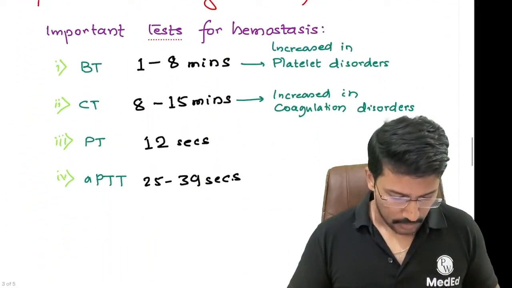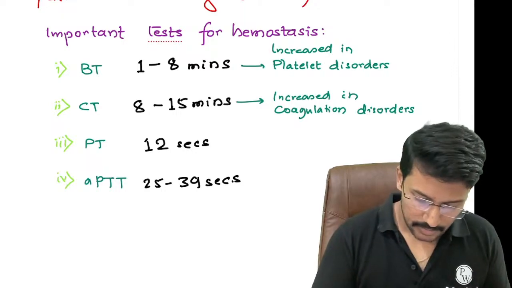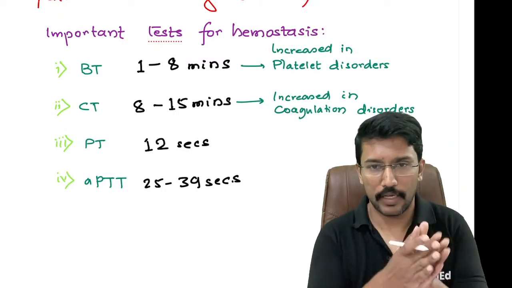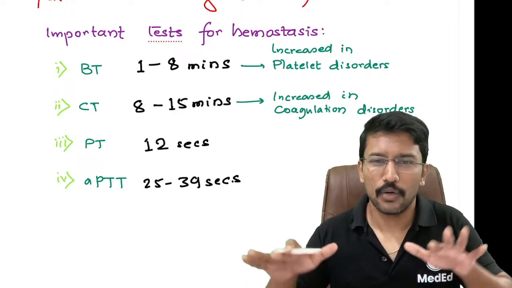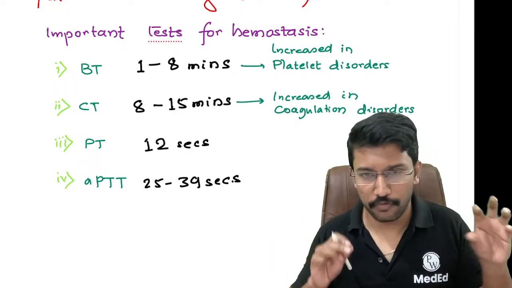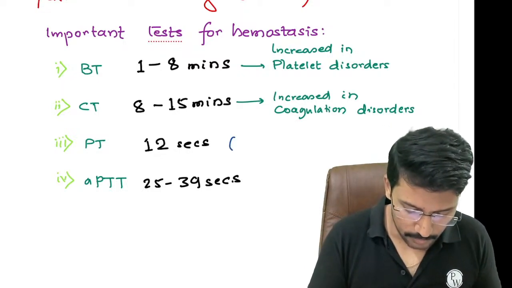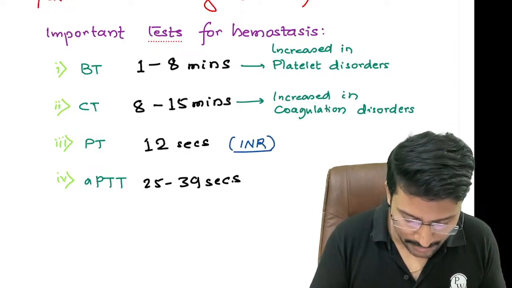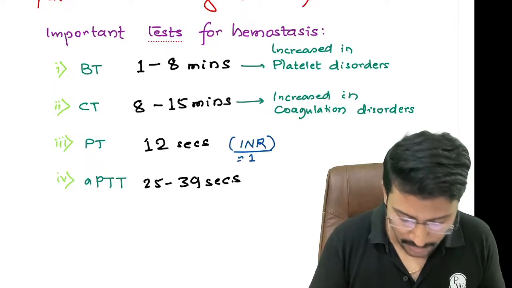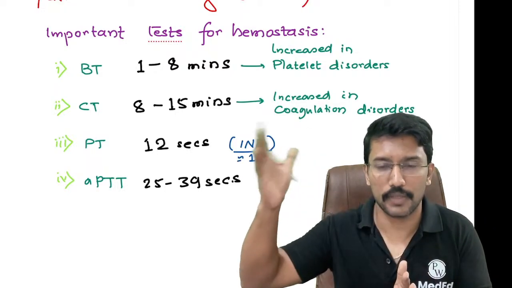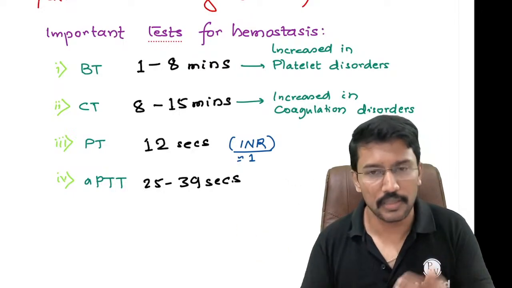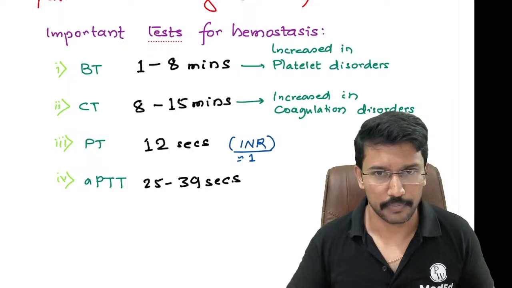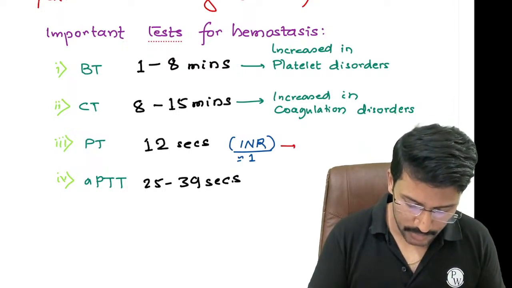Okay. So if the PT is increased, there is one more point to learn here, because prothrombin time is very subjective and the values vary from lab to lab. To compare the values derived from different labs, we come across another term called international normalized ratio, or INR, which normally is approximately around 1. So when it is more than 1, that means the prothrombin time is increased. When it is 1, the prothrombin time is normal.